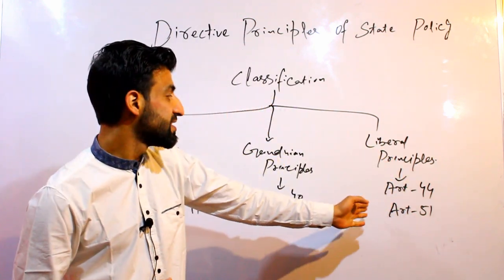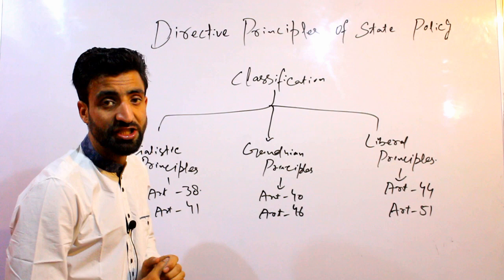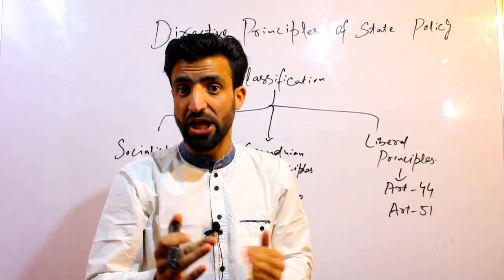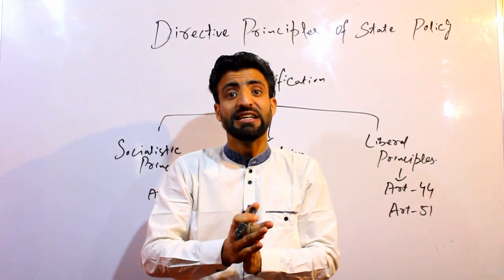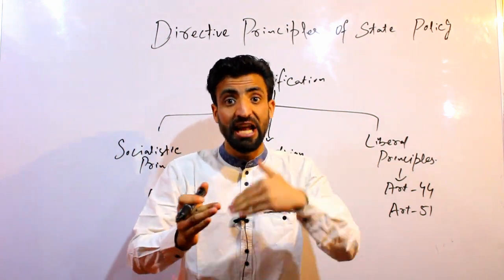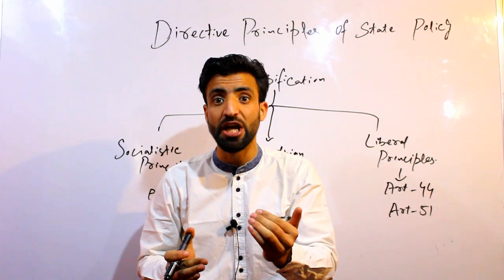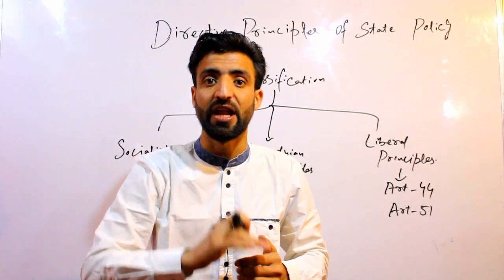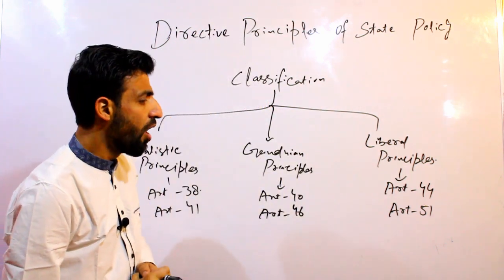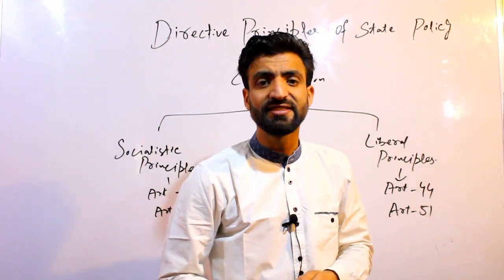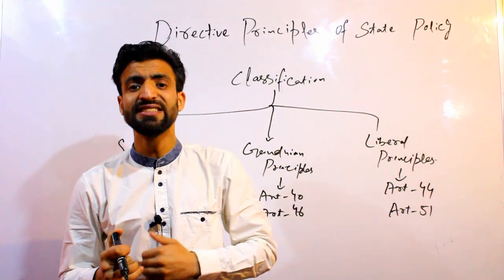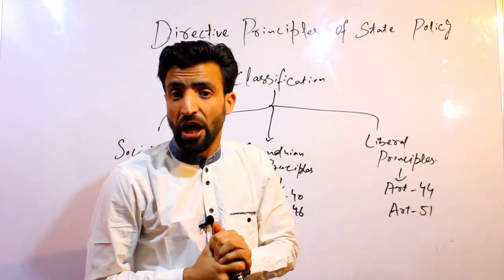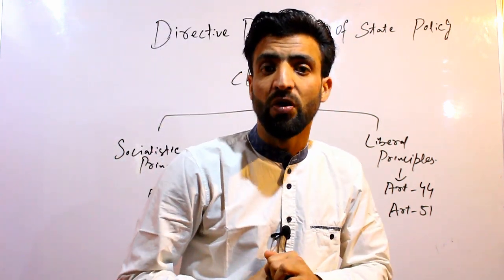So these are liberal principles, these are Gandhian principles, and these are socialistic principles. But you cannot compel the state to enforce any of them. On the other hand, the state has a moral responsibility, a moral obligation, and as Article 37 provides, these are fundamental in the governance of the country. Now let us see, has any of the directive principles been implemented in the Indian polity or in the Indian state?